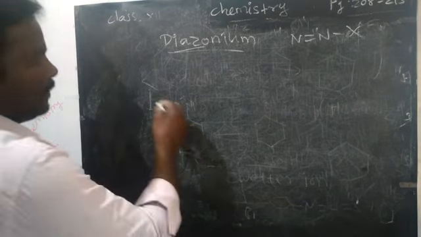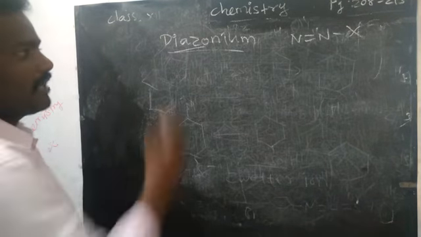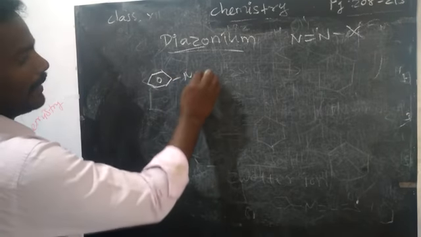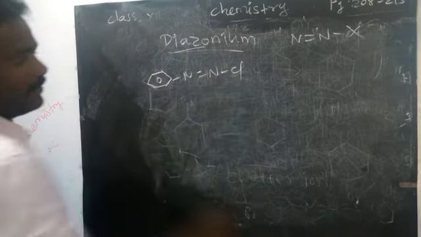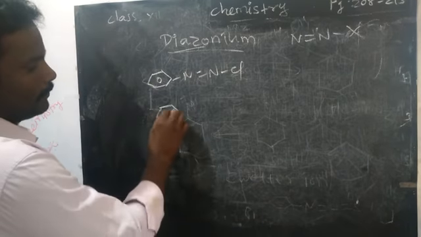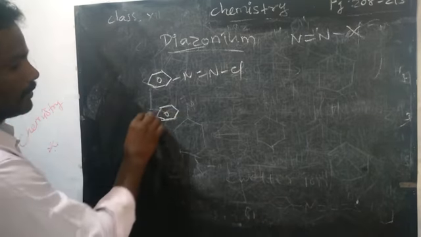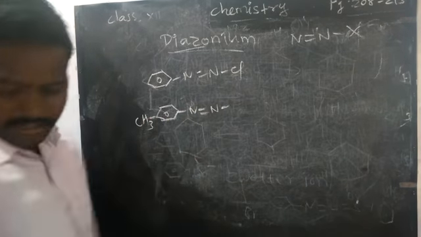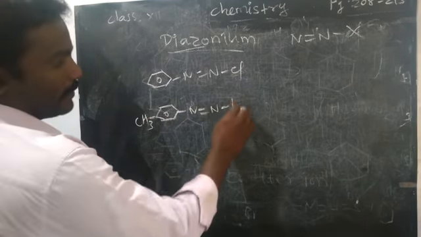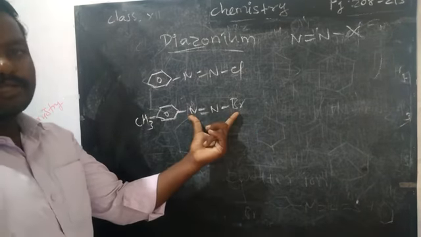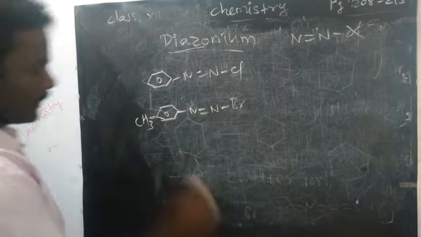Okay, what are some examples of diazonium compounds? The simple compound is N double bond N Cl, benzene diazonium chloride. Or here you can have toluene. In the toluene you may have some substitution. Here bromine you take, Br, right? Toluene diazonium bromide.